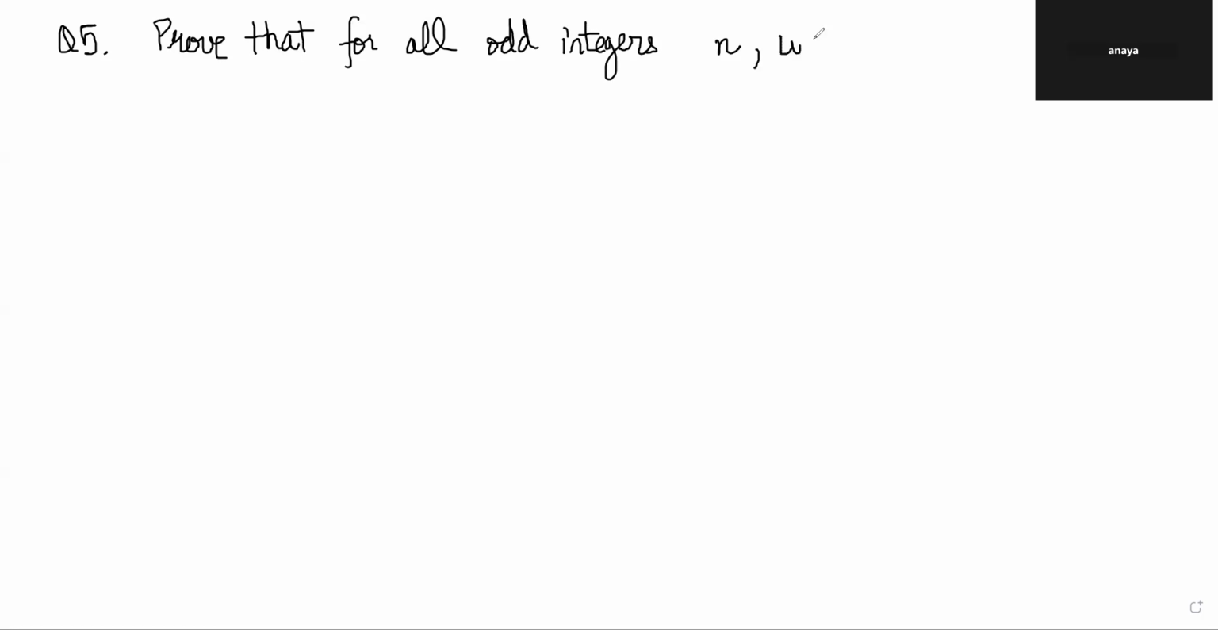Okay. Fifth one is this. Prove that for all odd integers n, we have 8 divides n squared minus 1.